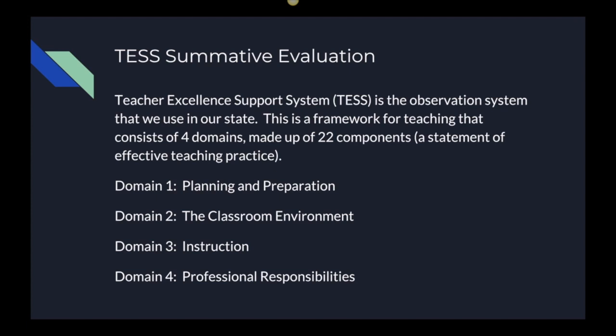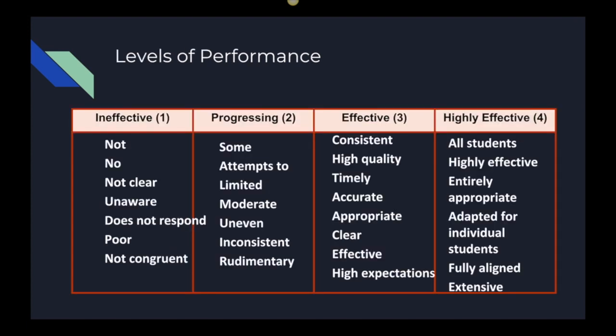TESS stands for Teacher Excellence Support System, and that's the observation system that we use here in our state of Arkansas. And it's made up of 4 domains. In total, TESS is made up of 22 different components. Domain 1, 2, 3, and 4 are listed here. We also use 4 levels of performance: ineffective, progressing, effective, and highly effective, scored 1, 2, 3, and 4. The categories were changed in fall 2018 to reflect changes in ESSA.